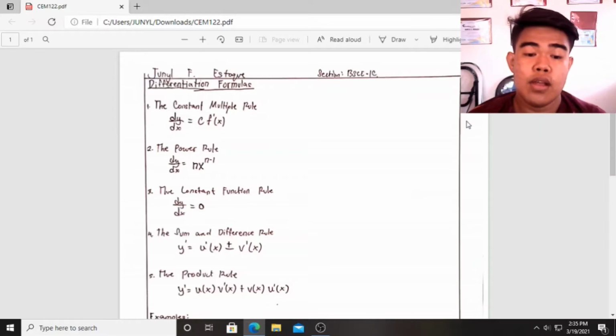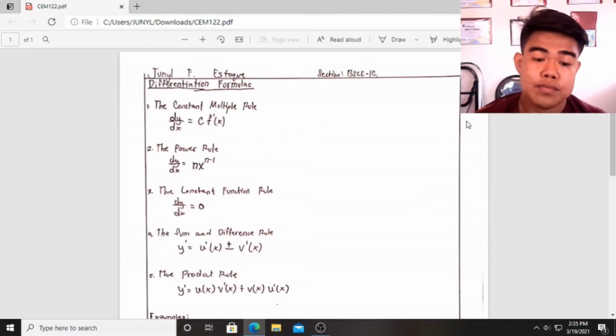The fourth one is the sum and difference rule. The formula for sum and difference rule is y prime equals u prime x plus minus v prime x. And the fifth one is the product rule. The formula for product rule is y prime equals u x v prime x plus v x u prime x.